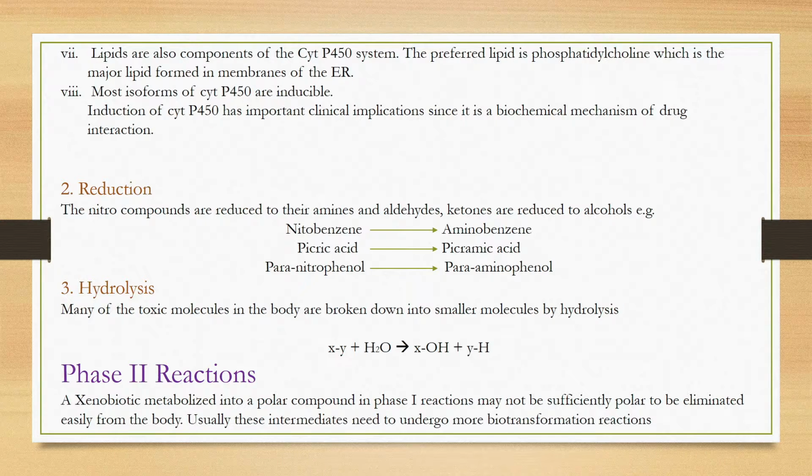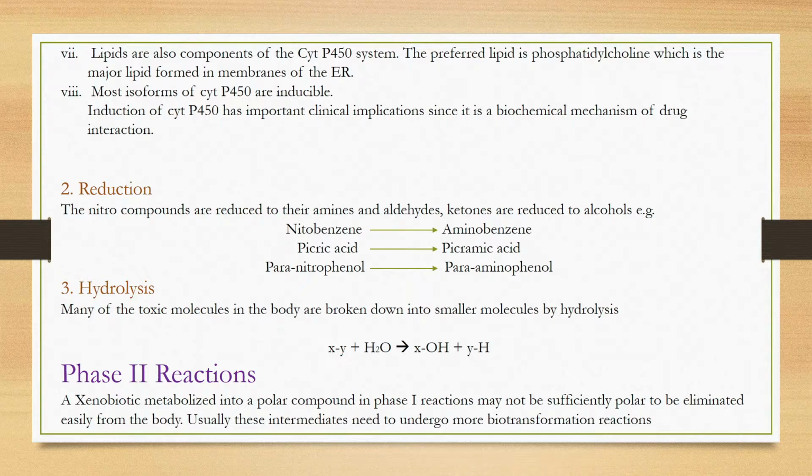Now, another type of reaction in phase 1 is reduction. The nitro compounds are reduced to their amines and aldehydes. Aldehydes and ketones are reduced to alcohols, such as nitrobenzene to aminobenzene, picric acid to picramic acid, and paranitrophenol to para-aminophenol. And the next reaction is hydrolysis.